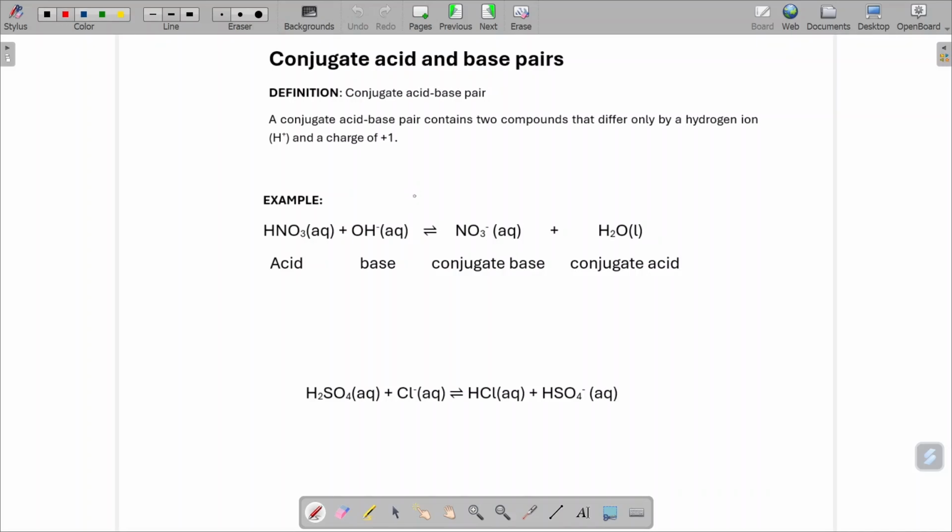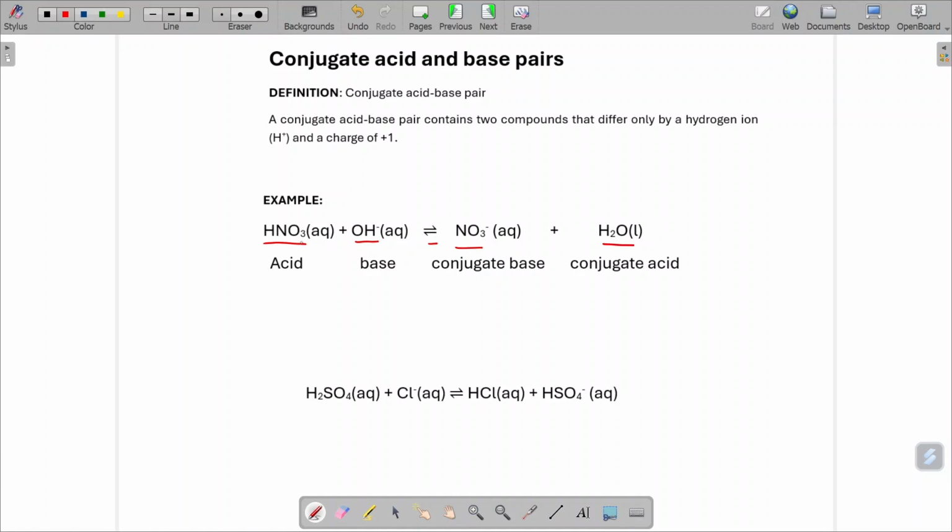Finally, we will look at the concept of the conjugate acid and base pairs. Now, if we look at this example here, we've got nitric acid, HNO3, and we have some base. It's not important which specific base it is, but the fact that the base contains hydroxide ions is what's important here. Now, what we notice is as this reversible reaction occurs, the products of this reaction on this side would be your nitrate ion and water.